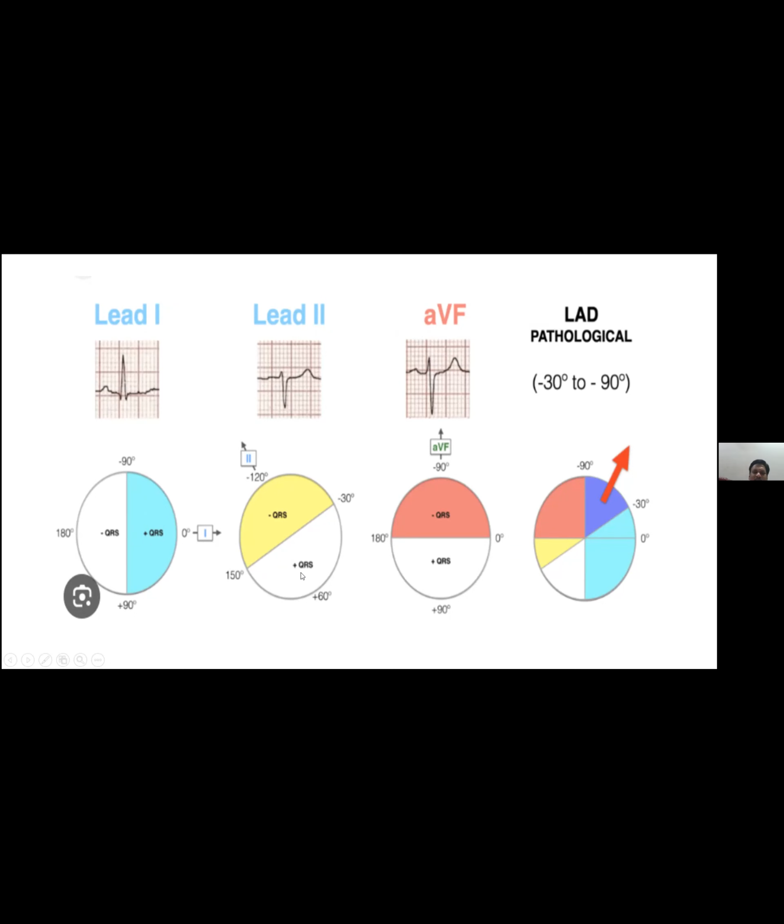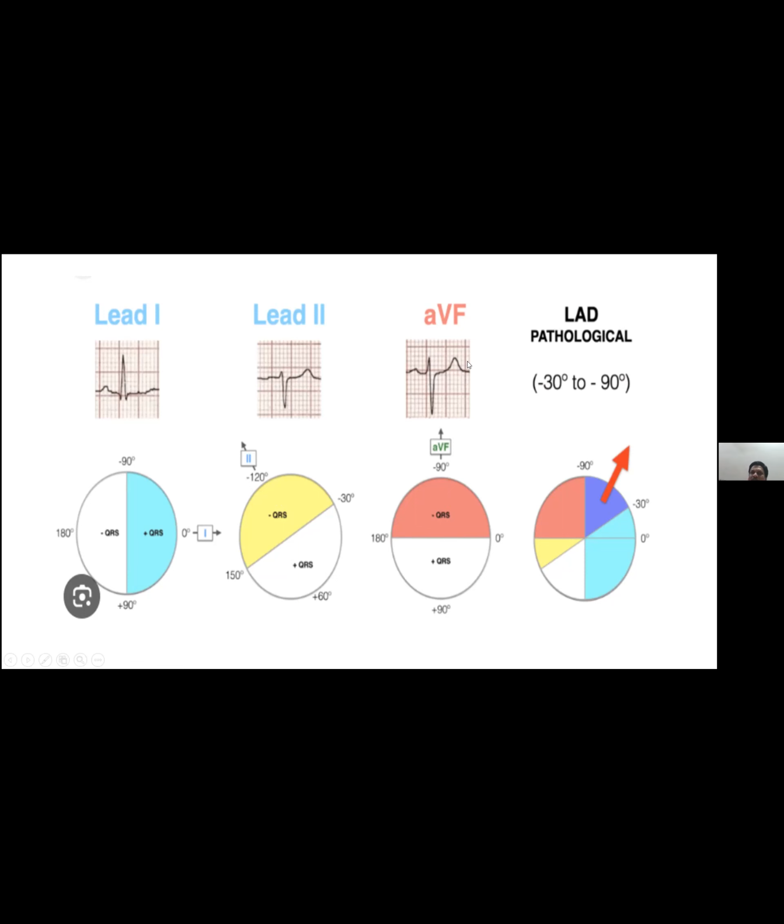Lead 2 is negative. Lead 2 is positive this side, whereas it is negative here, so it is on the opposite side. AVF is negative, so it is on the opposite side. See here, AVF positive is on the foot side. So it is away from the foot side. The electrical activity from this area goes away from the foot side, so that is the reason why it is negative.